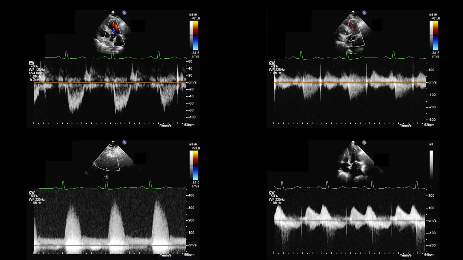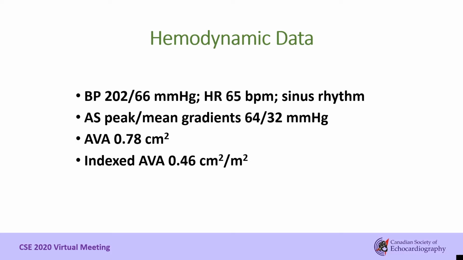Doppler interrogation from the right sternal border did not show adequate signals. The highest systolic velocity was obtained from the suprasternal window and was about 4 meters per second. The hemodynamics are summarized on this slide. The aortic valve area and indexed area were based on a left ventricular outflow tract dimension of 2 centimeters.